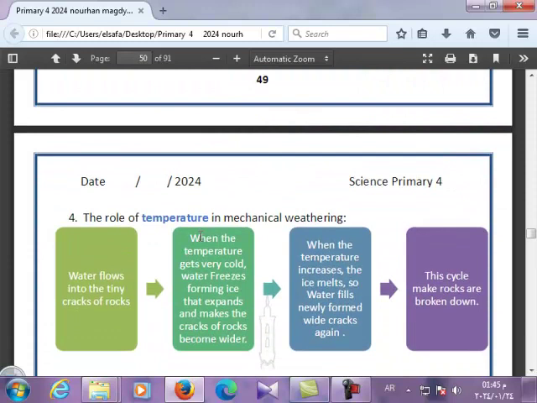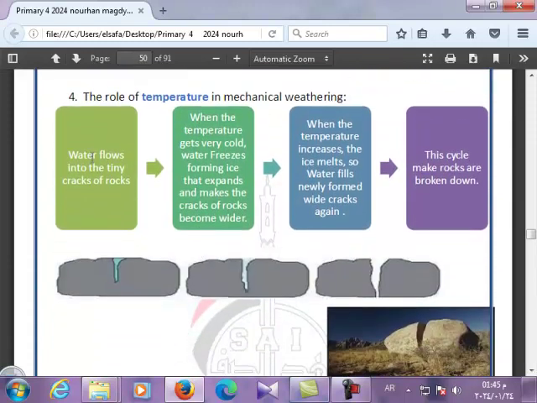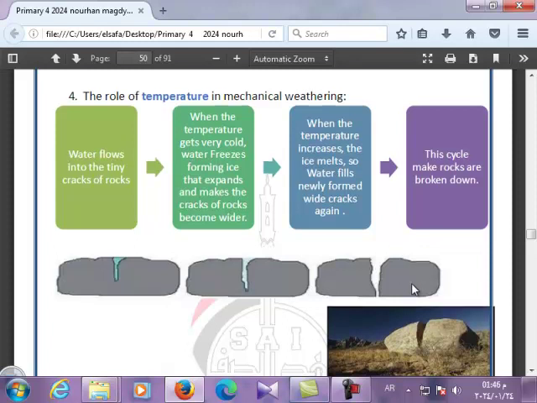The role of temperature in mechanical weathering. Water flows into the tiny cracks of rocks like this. When the temperature gets very cold, water freezes, forming ice that expands and makes the cracks of rocks become wider. When the temperature increases, the ice melts, so water fills the newly formed wide cracks again, and this process is repeated. In the end of this cycle, the rocks are broken down, like in this photo.